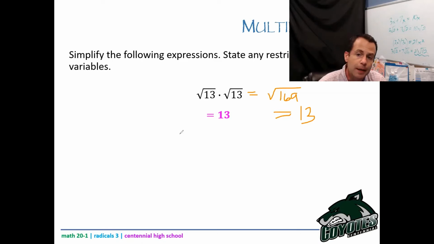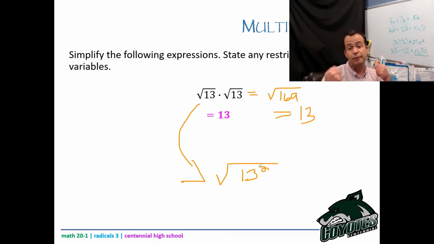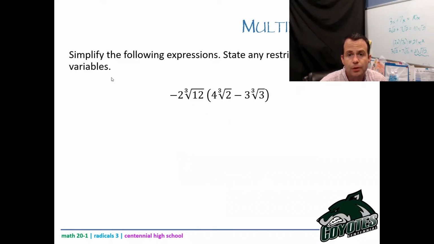The other way you might look at that is you want to say, hey, it's root 13 squared. And then you want to think about the fact that the root index and the exponent of 2 are inverse operations of each other. So they undo each other and just leave us with the 13. Oh, this looks fun.